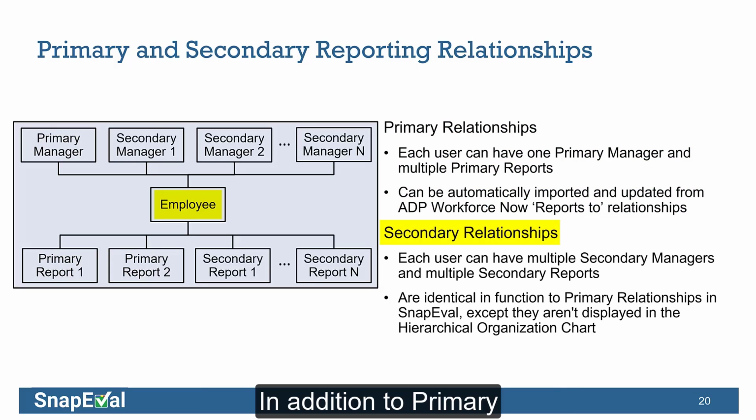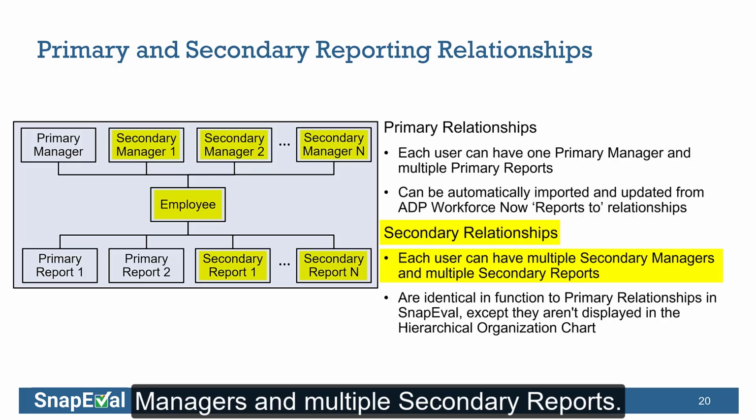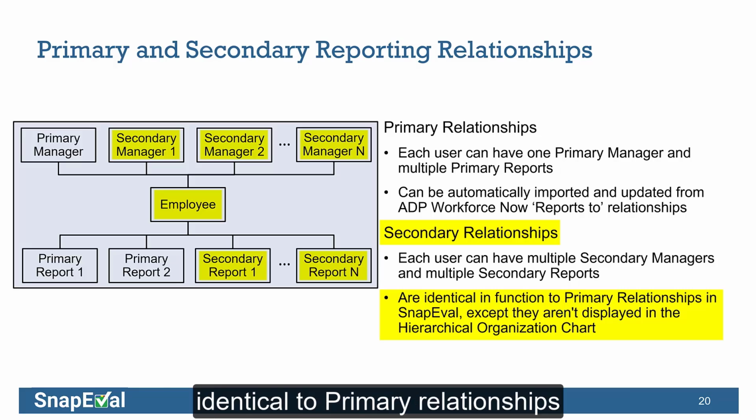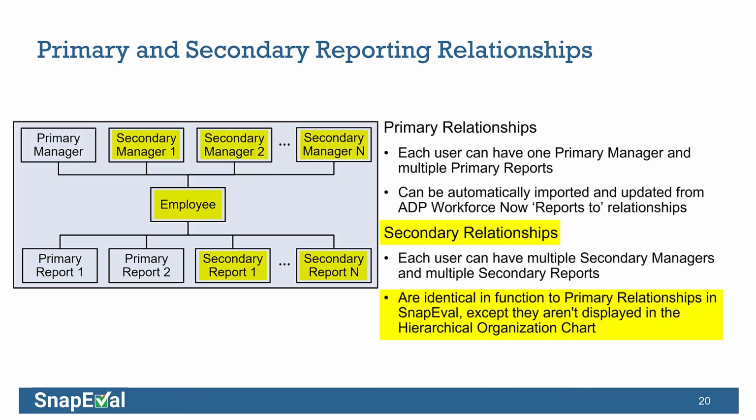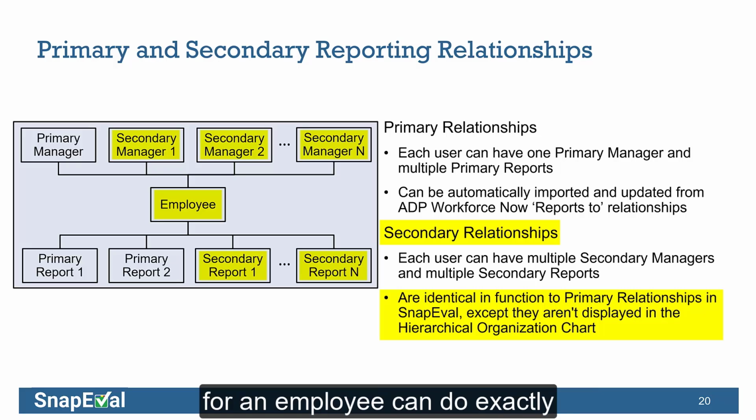In addition to primary relationships, each user can also have secondary relationships. Each user can have multiple secondary managers and multiple secondary reports. Secondary relationships are identical to primary relationships in SnapEval, except that they aren't displayed in SnapEval org charts. In other words, the secondary manager for an employee can do exactly the same things that the primary manager for the employee can do.